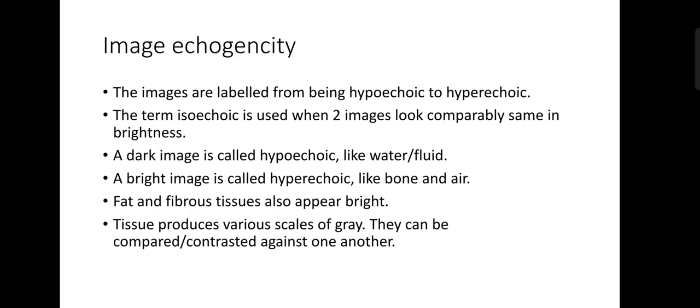Fat and fibrous tissue also appear bright, so you can consider them in between. And tissue produces various scales of gray. They can be compared and contrasted against one another. Sometimes we may look at the echogenicity of liver against the spleen or the kidney.